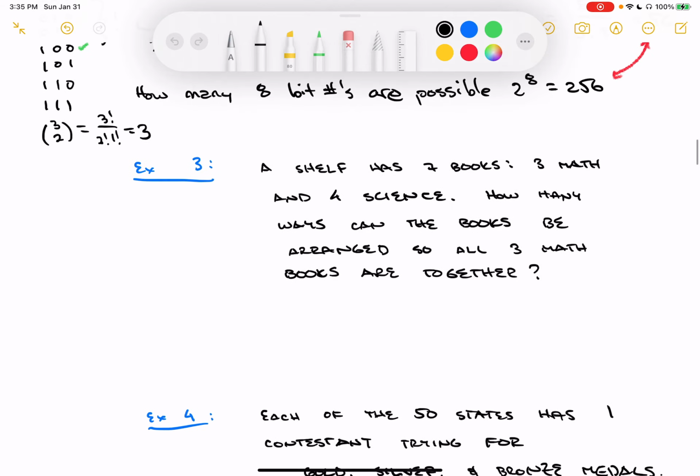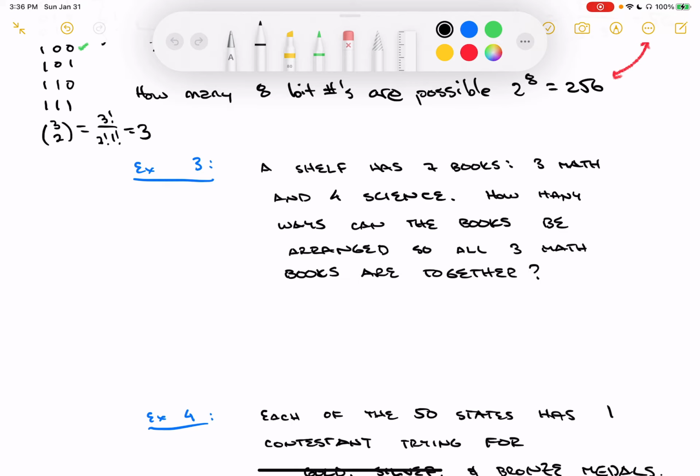How about this third example? This third example says a shelf has 7 books. There's 3 different math titles, right? So maybe you have a Calc 1, 2, and 3 book. And then there's 4 science titles. Maybe there's Chem 1 and 2 and Bio 1 and 2, something along those lines. And I'd like to know the number of ways the books can be arranged so that all 3 math books are together. So in other words, you're going to have all 7 books in a big row, right?